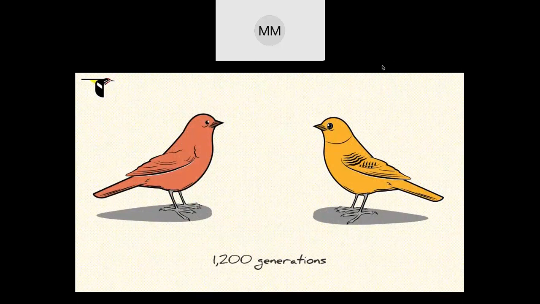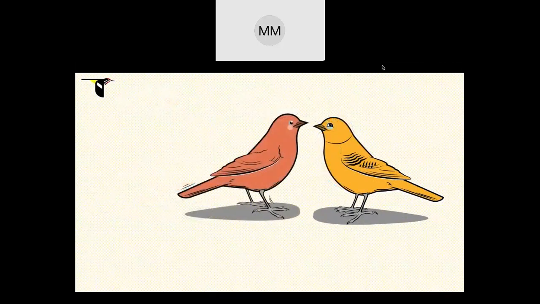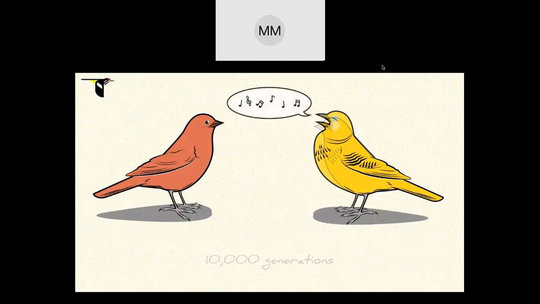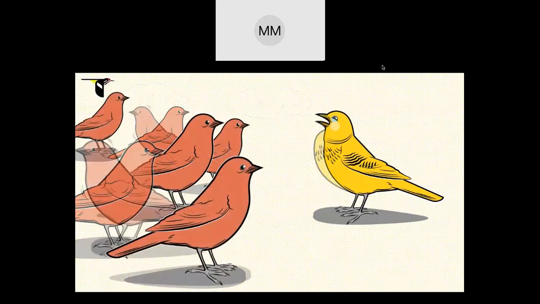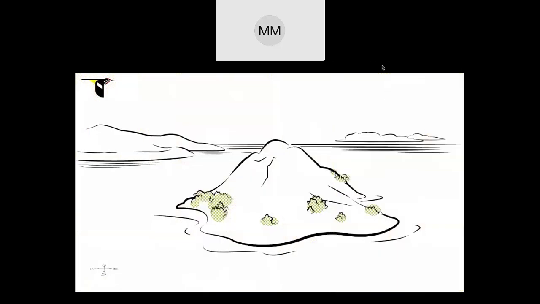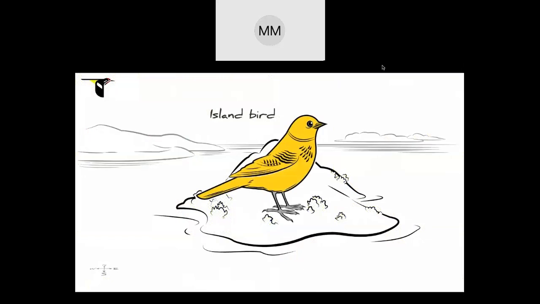How about after another 1,000 generations of isolation? Now, the female finds this island male song a bit strange, but she still chooses to mate with him. What if we fast forward again to 10,000 generations of isolation? This time, the female doesn't even recognize the male song and is completely uninterested. If this female's mating preferences are widespread in the population, we now have two bona fide species, mainland and island.